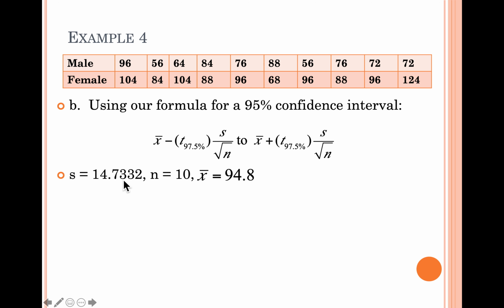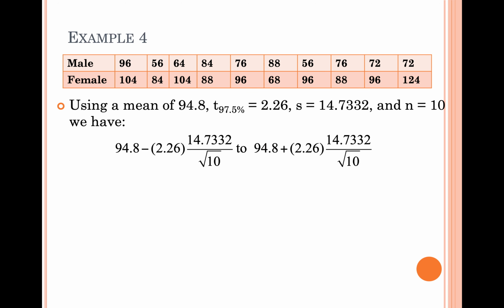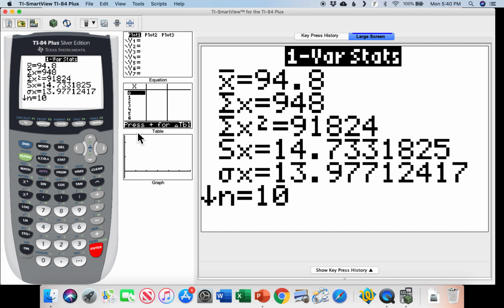Plugging in the rest of the values for x bar and s and n, we have this: 94.8 minus 2.26 times 14.7332 divided by the square root of n, and then we have the same thing on the upper side with an addition instead. So let's try that together with the calculator.